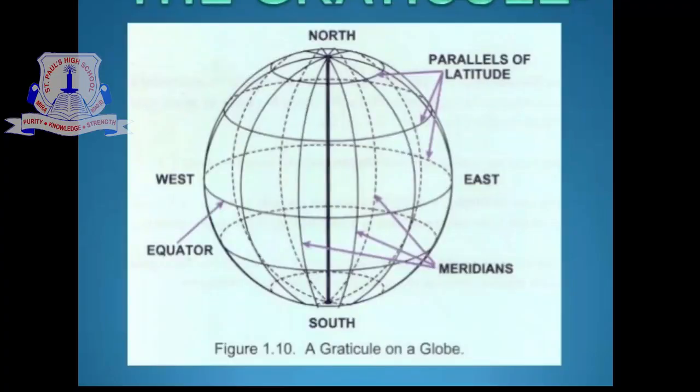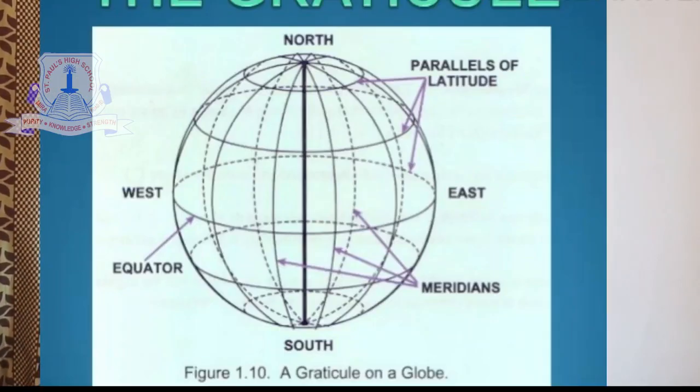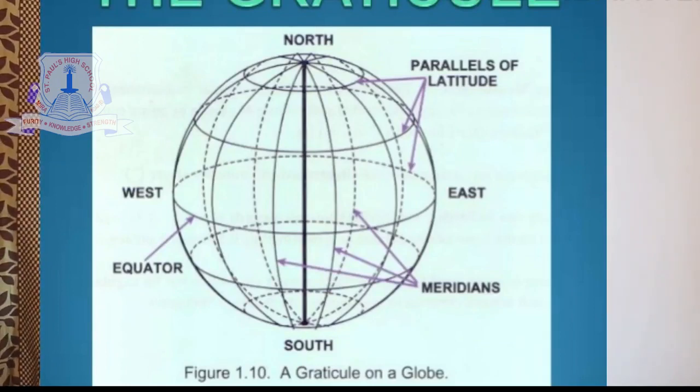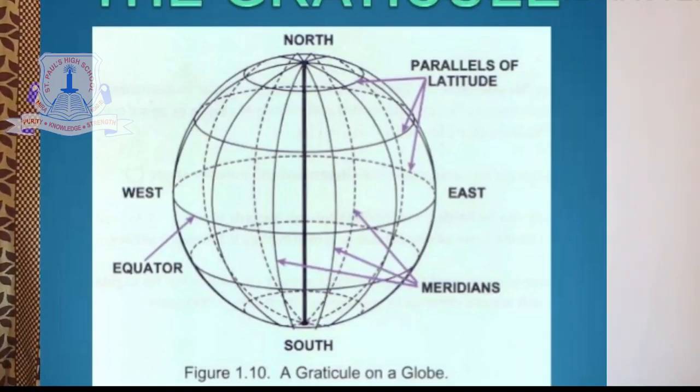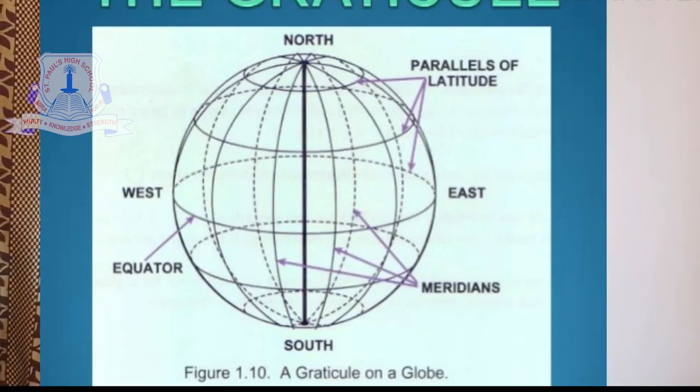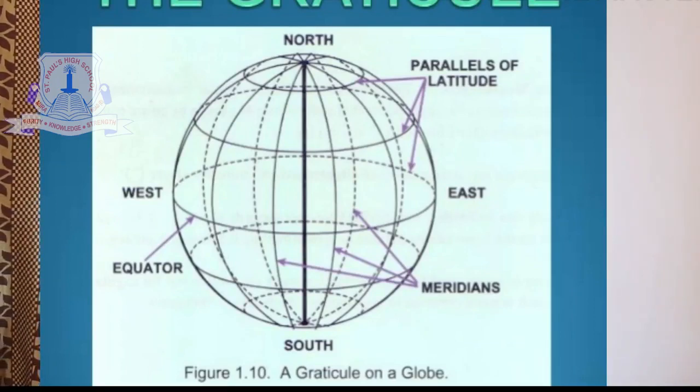Today we are going to start with a new chapter, the Earth and the Graticule. What do you mean by graticule? The network of intersecting lines of latitude and longitude is called a graticule. It is imaginary on the Earth, of course, but is drawn on the globes and maps for reference.